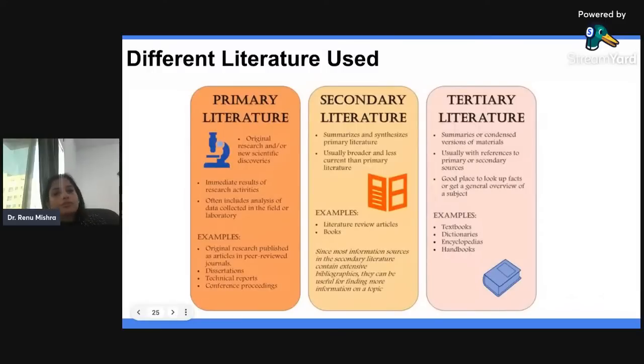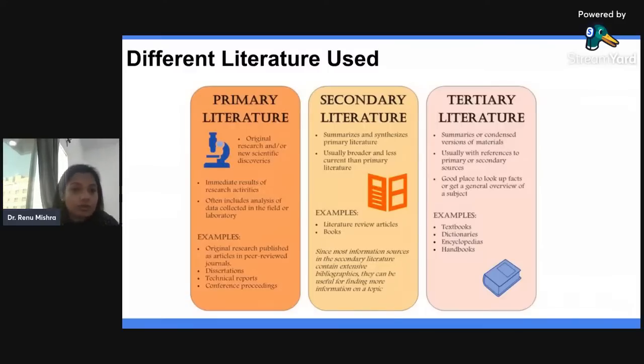Now, these are the different sources of literature which can be used. The primary literature is your original research papers, which you write on the basis of primary data, or your dissertations, technical reports, and conference proceedings, which are based on primary data. Your secondary literature is basically your books and review articles. These are the secondary sources. Tertiary literature is your textbooks, encyclopedias, and handbooks.